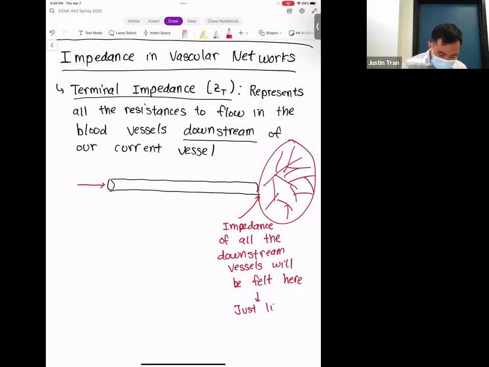We can encapsulate that effect into a single term, and we call that terminal impedance, Z sub T.